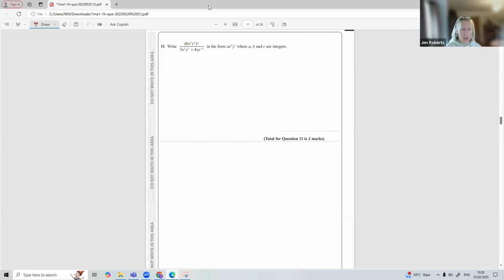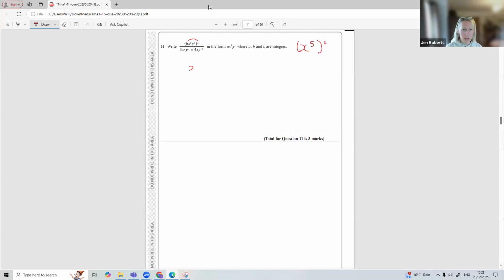Okay, so we want to write this in the form A x to the power B y to the power C. So let's just simplify this. We're squaring everything in the brackets here. Just as a reminder, what are the rules of indices? When you've got a power to a power, you multiply them. So we're squaring everything in here.